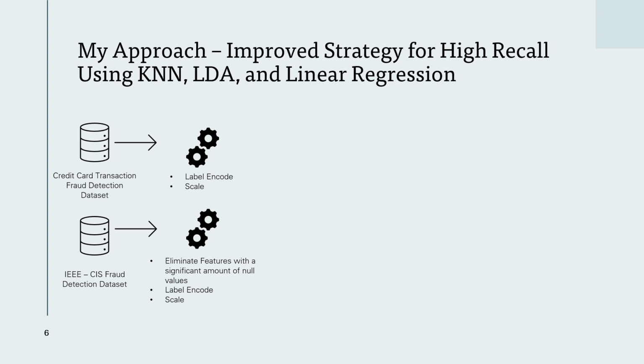Pre-processing on the synthetic credit card transaction fraud detection dataset included label coding and scaling each of the features. The pre-processing of the IEEE dataset provided by Vesta was a little more involved. In addition to label coding and scaling, dimensionality reduction was required. The data included a lot of missing values, so the features with the highest occurrence were removed and the remaining features' values were imputed to the mean value.